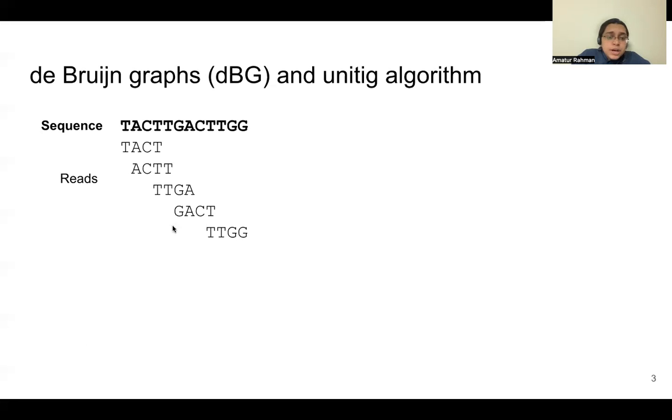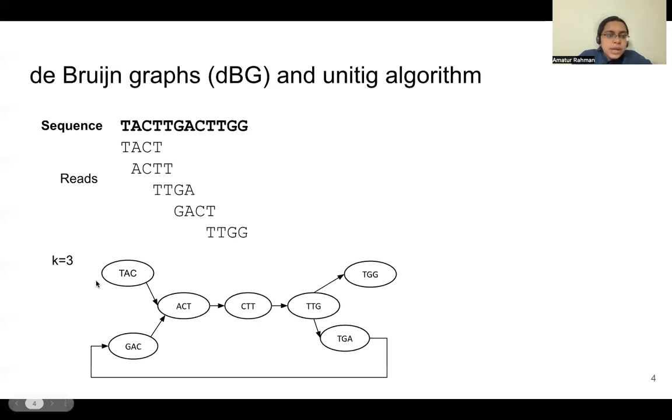To do that, you first build the set of k-mers from the reads. Let's say the k value is 3. Those k-mers are the vertices in the graph. You put an edge from k-mer x to k-mer y if the suffix of length k minus 1 of x is equal to the prefix of length k minus 1 of y. And that way you build a de Bruijn graph.